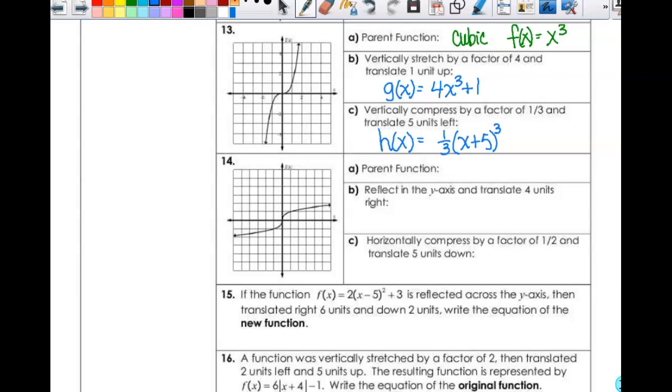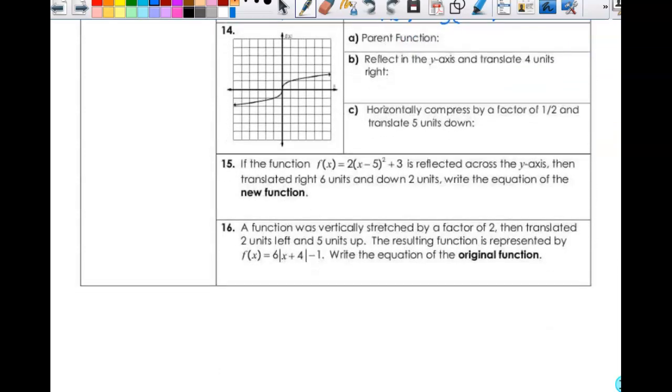All right, so then let's do number 14. What is this parent function called? Cube root. Good. Cube root. So this is f of x equals cube root of x.